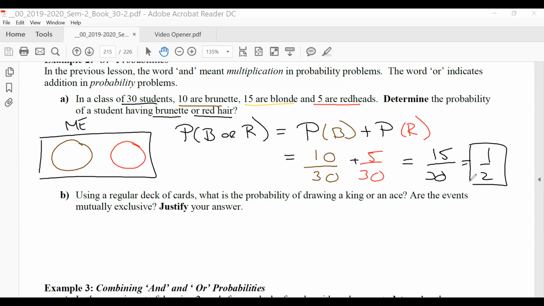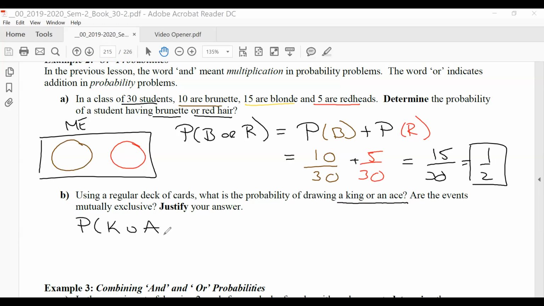Now, always ask yourself, mutually exclusive, not mutually exclusive. Are these things disjoint or not? Using a regular deck of cards, what is the probability of drawing a king or an ace? Are these mutually exclusive or not? Well, am I able to get a king and an ace on one card? Can they happen at the same time? No, they can't.